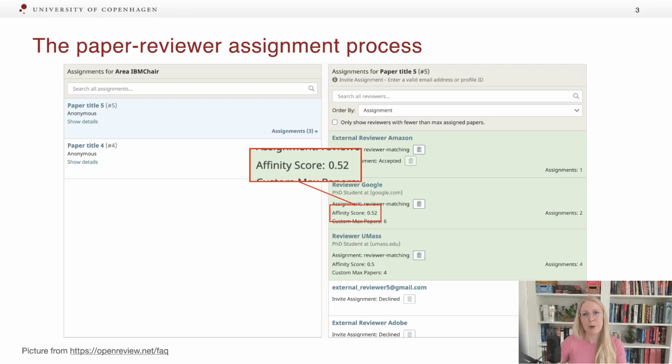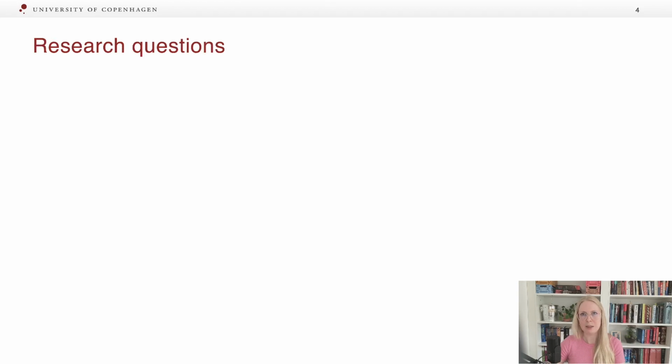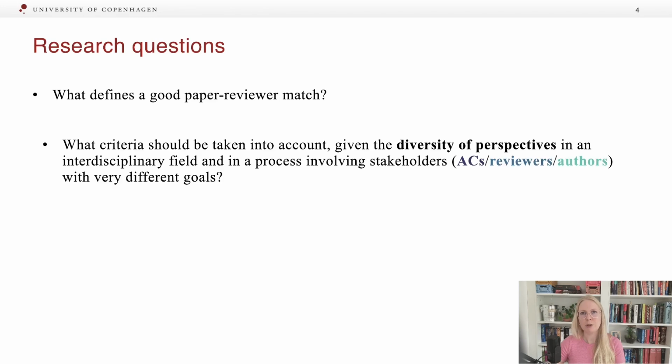past publications. Peer review for NLP is increasingly coming under criticism for its arbitrariness, and yet so far studies on paper reviewer assignment systems mostly make their own assumptions about what defines a good match, and then design a system around that. So in this study, we take a step back and ask, what defines a good paper reviewer match, and herein what criteria should be taken into account given the diversity of perspectives in an interdisciplinary field and in a process involving stakeholders with very different goals.